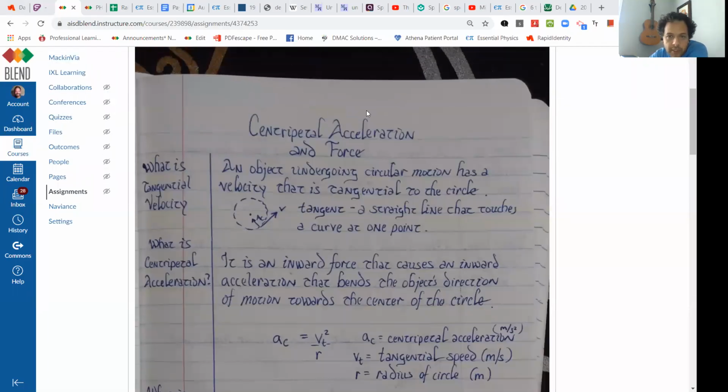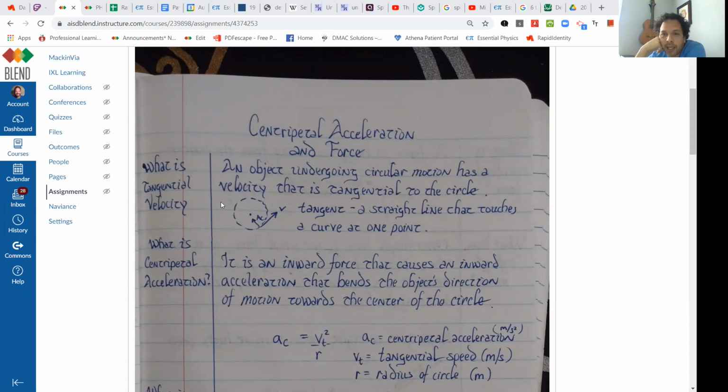Hey everybody, I just wanted to go over some of the notes for the next subject that we'll be doing some practice problems on. Let's take a look at it. This is for circular motion notes 2, centripetal acceleration and force. So a very interesting topic.